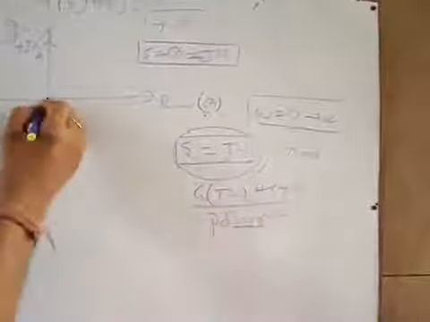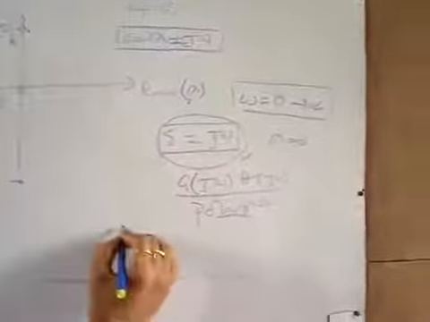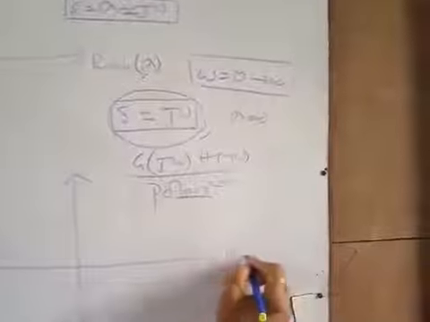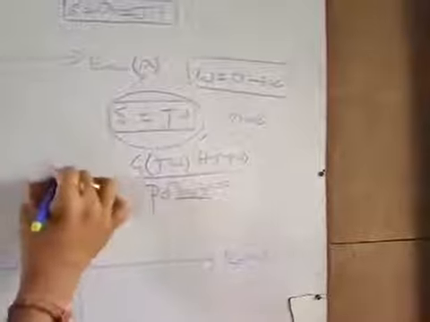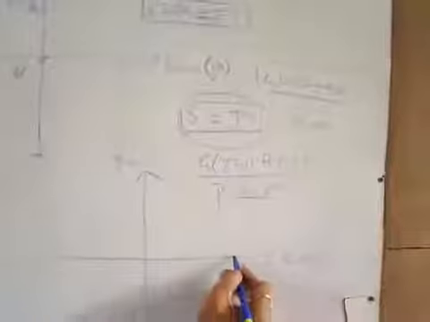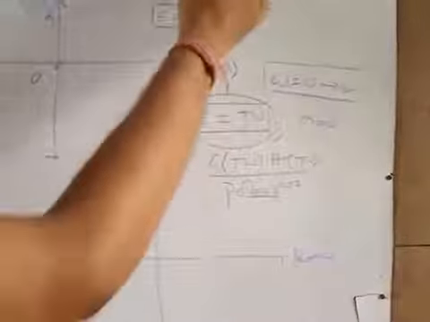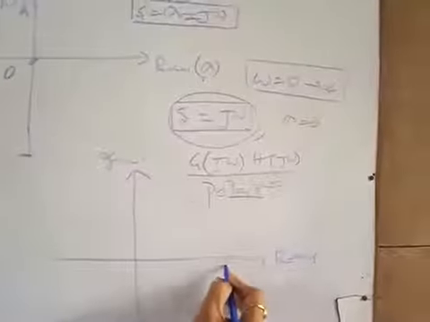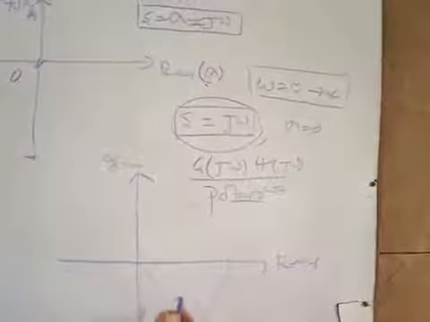So when you move from O to A, this is your real axis, this is your imaginary axis. O to A means the frequency varies from 0 to infinite. That means you are getting the corresponding polar plot. The polar plot for this type of system we have already discussed. This is your polar plot.